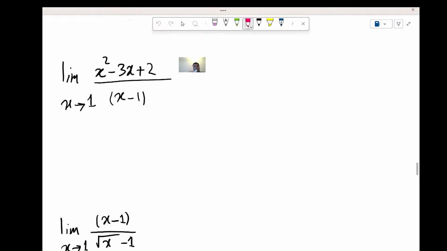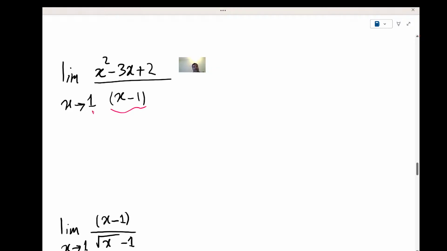Right now we're going to solve some questions in limit. At first I spoke about the limit lessons, but here I'm going to solve some questions. First, the limit of (x squared minus 3x plus 2) divided by (x minus 1).